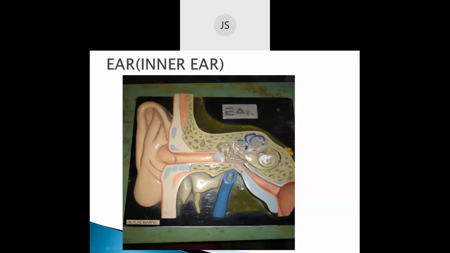Ma'am, three bones: incus, stapes, and malleus. Okay, incus, stapes, incus, malleus, and stapes. Do you remember now? Okay. So in each ear you have three bones. Understand? So total six. You have incus, malleus, and stapes.